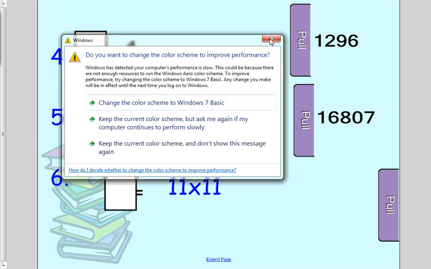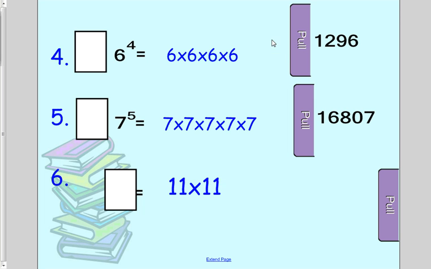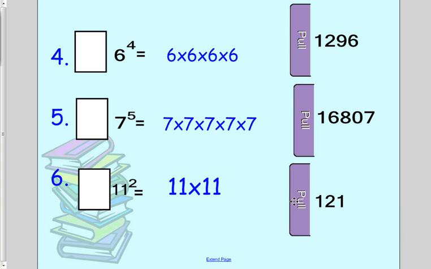Number 6, we have 11 times 11. So you can see that our base is 11. And it's multiplied by itself 2 times, so 11 to the power of 2. We can go ahead and multiply that out and get a value of 121.